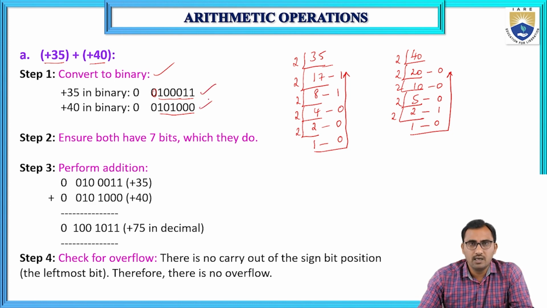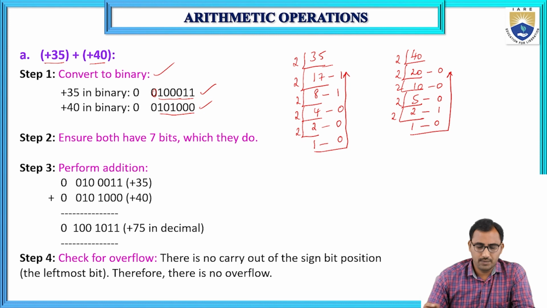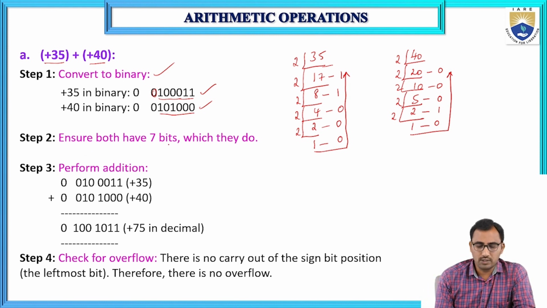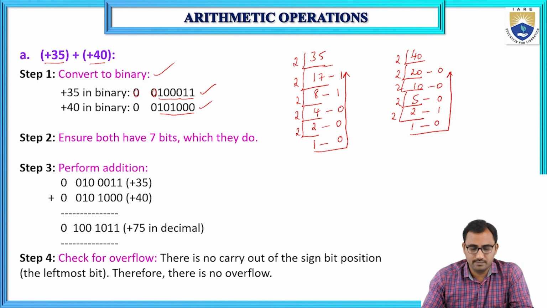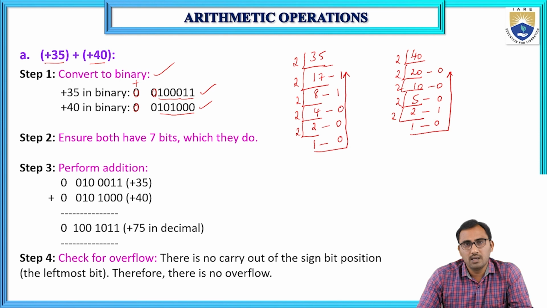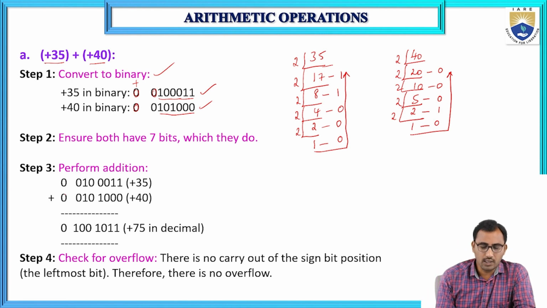That is how we can convert a decimal number into binary. Once we have converted into binary, we ensure both have 7 bits, which they do. We are assuming 7 bits, and the 8th bit is the sign bit. Because both numbers are positive, we take 0. So 0 represents a positive number, and negative numbers are represented with 1. Then we perform the addition.